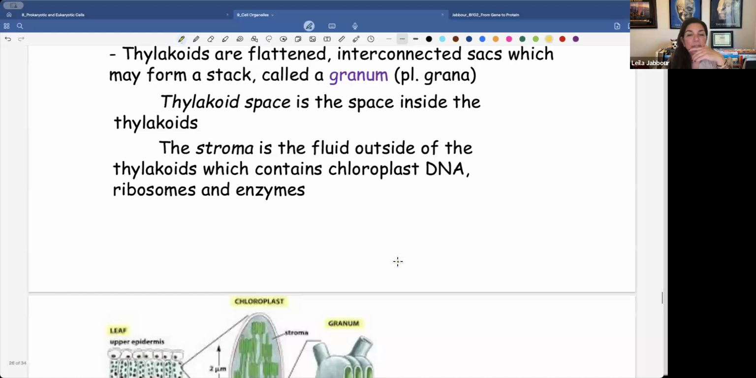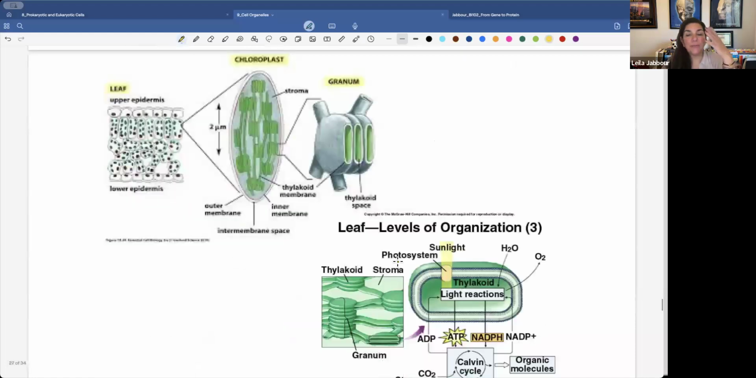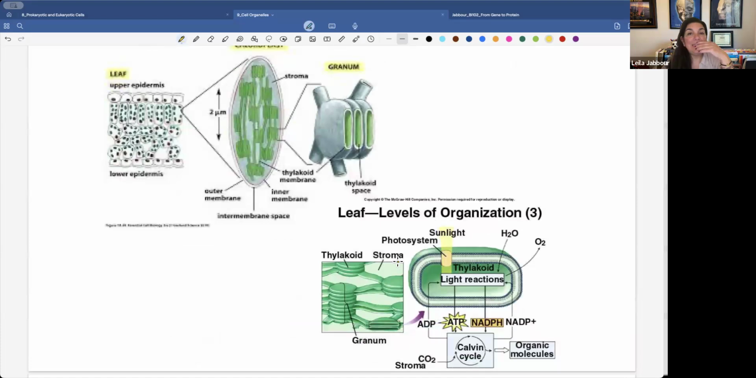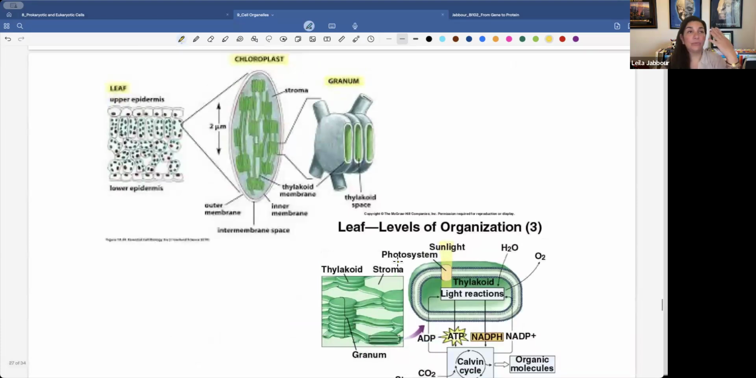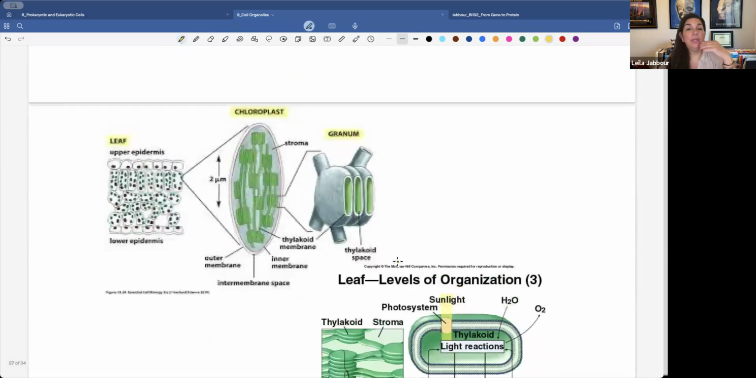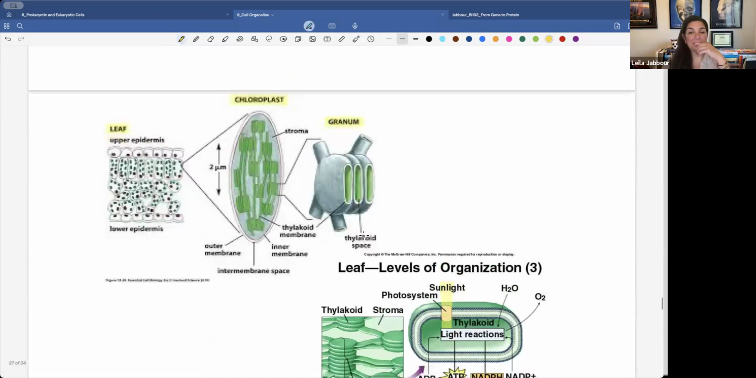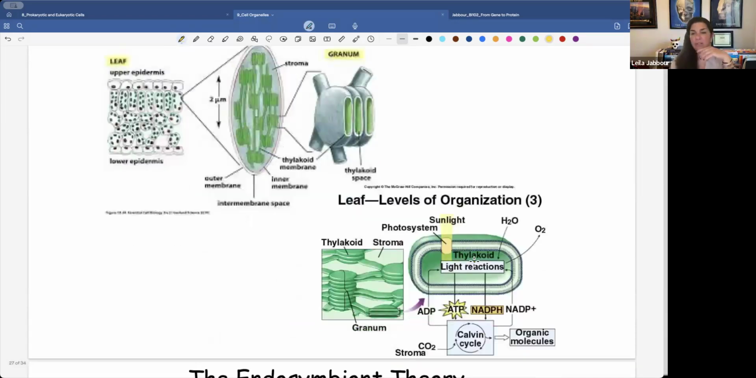Actually, it was thought that this was an entity on its own a long, long time ago, and then it blended with a eukaryotic cell, and it became an organelle within that cell. So there's a little bit more detail here than you need to know. This is just to tell you, hey, this is what's going on in a chloroplast, but I won't be asking you any details of that.